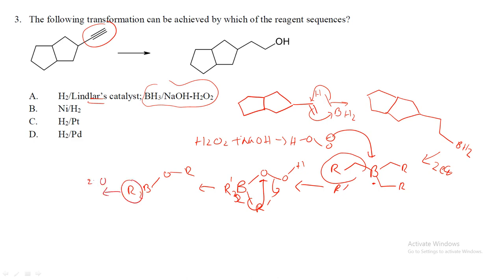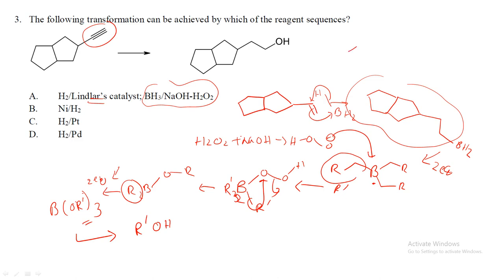So another two equivalents of hydrogen peroxide can interact with this molecule and make this B(OR')3, this type of species, and from here hydrolysis should give the hydroxy. This is the basic mechanism. So R' is nothing but this whole part, right? So the product would be the fused five-membered ring with CH2CH2OH. So this should be our product, and this is also given like this.